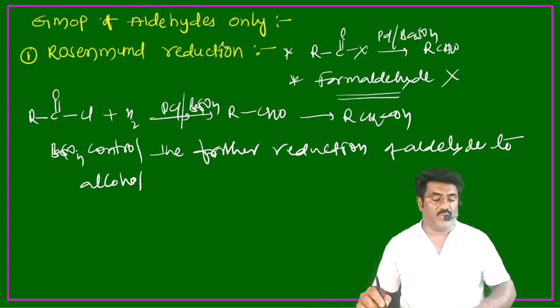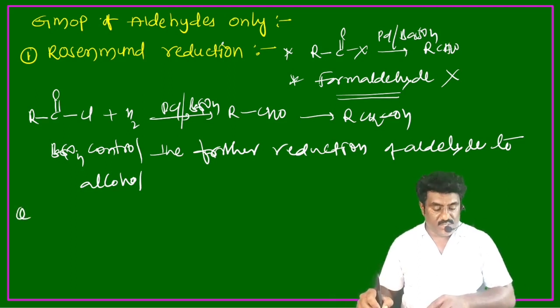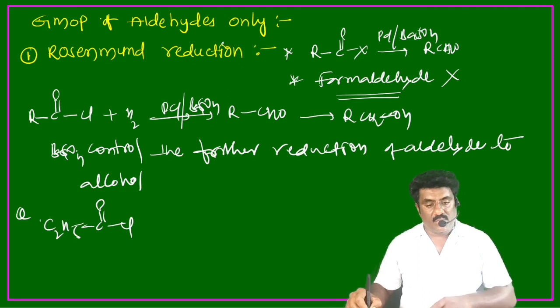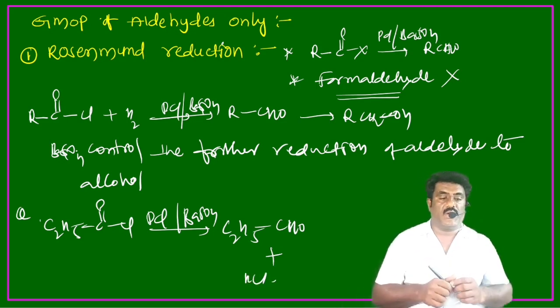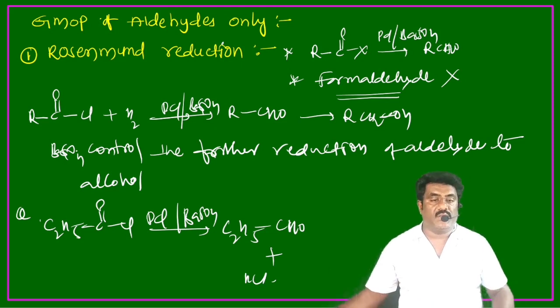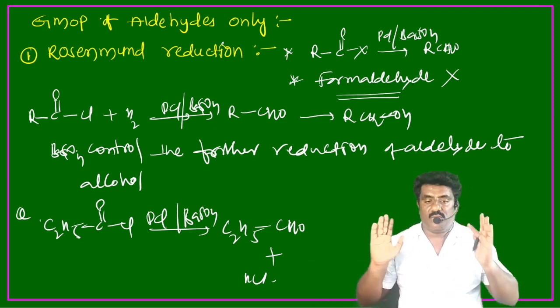Now for example, look at the question. C2H5 C double bond O Cl in presence of palladium on barium sulfate. What is the product? C2H5CHO plus HCl. This is the product. Have a look at the next method. This is only for preparation of aldehydes.